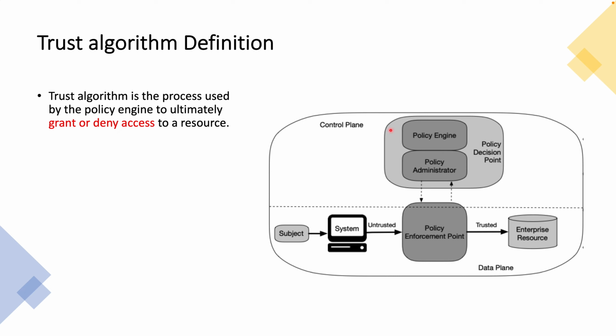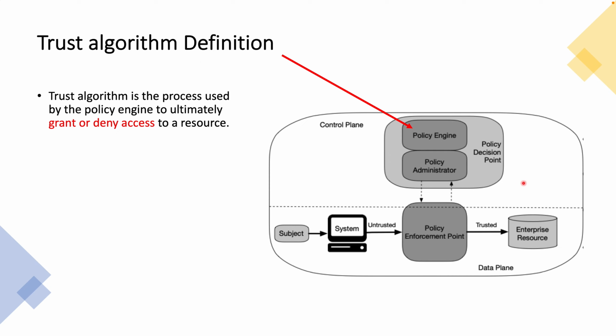Check this figure we used before. Trust algorithm is here. It's part of policy engine. So how does the policy engine here decide if it grants access to a subject? This definition has already answered us, right? Policy engine uses an algorithm to examine this subject. This algorithm is called trust algorithm.